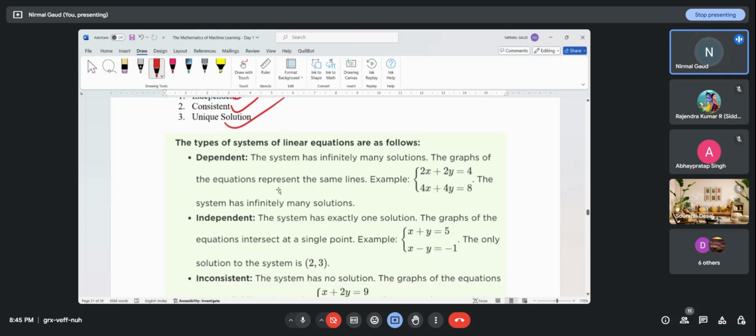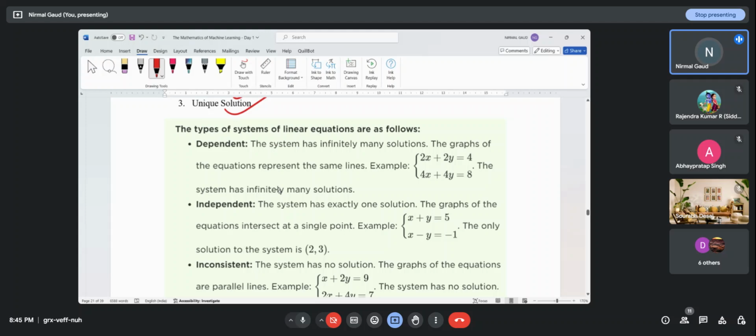Okay, so dependent solutions, dependent, that means infinitely many solutions. If I talk about this, then the lines, how are they looking: 2x plus 2y equal to 4, 4x plus 4y equal to 8. So they are looking like x plus y equal to 2. So we are having two lines, but they are exactly the same ones. They are actually the same. So here we are having infinitely many solutions.